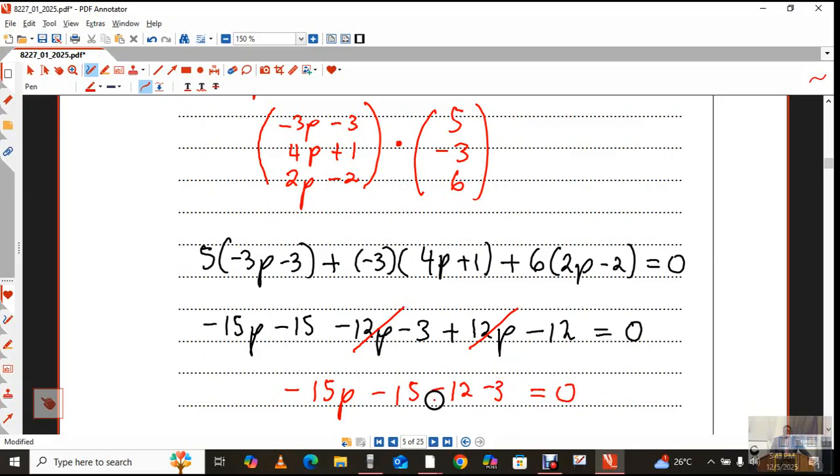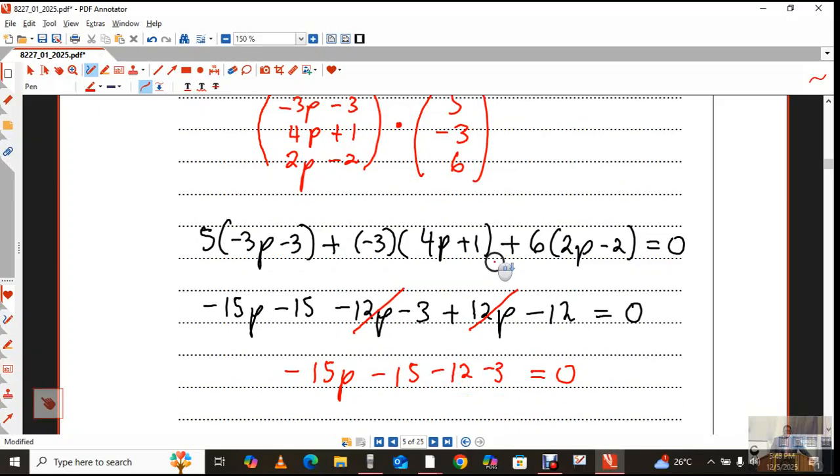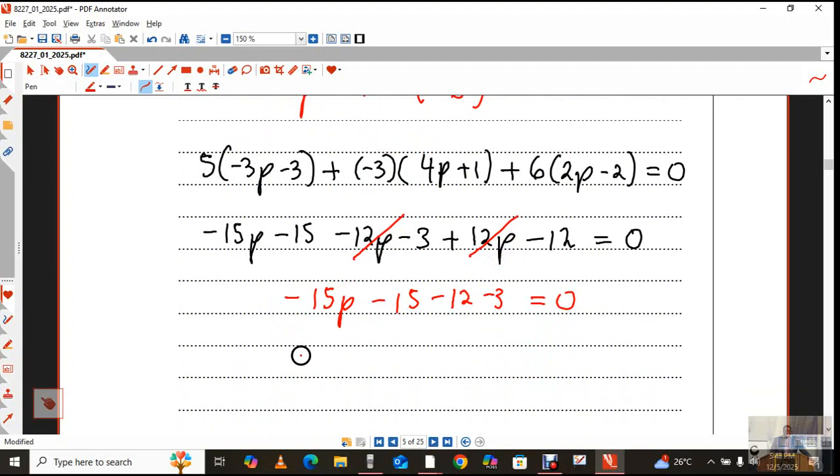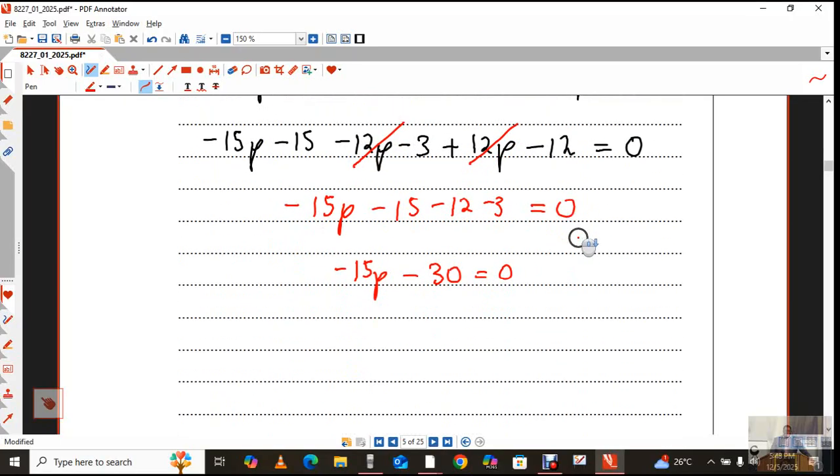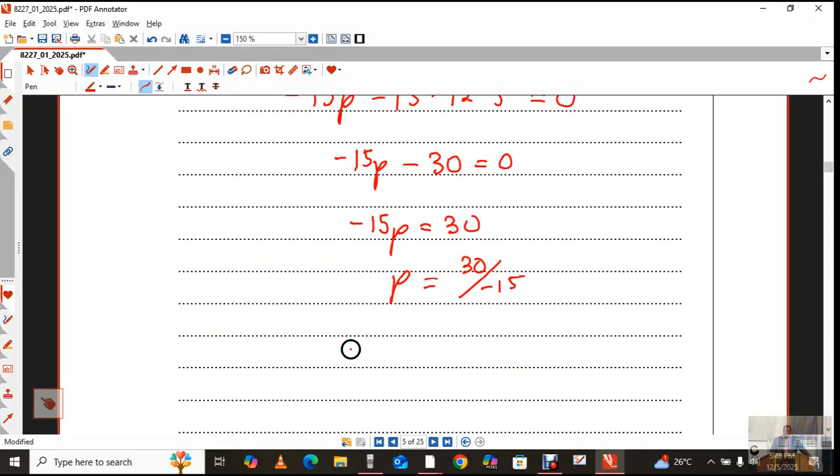Now, if you look at these numbers, you're going to get minus 30. So at the end of the day, you have minus 15p minus 30 is equal to 0. This becomes a very straightforward linear equation that you should be able to solve. So this is minus 15p is equal to 30. Therefore, p will be 30 divided by minus 15, giving me that p is equal to negative 2.